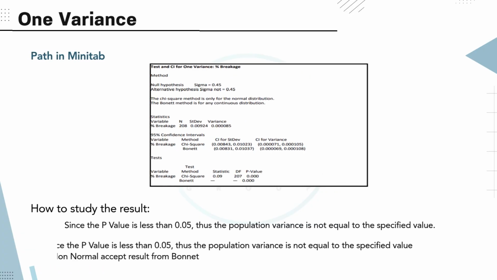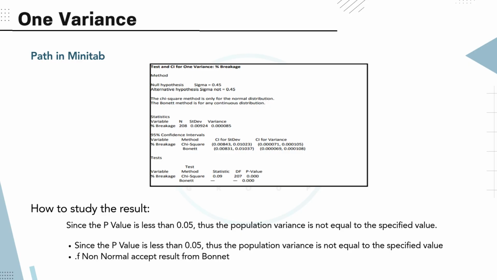In this slide, we look at how to perform and interpret a one-variance test using Minitab. Path in Minitab. First, understand that Minitab offers two methods. Chi-square method, best for normally distributed data. Bonett's method, more robust and suitable even when the data is not normally distributed. In this example, we are testing whether the standard deviation, sigma, is equal to 0.45.